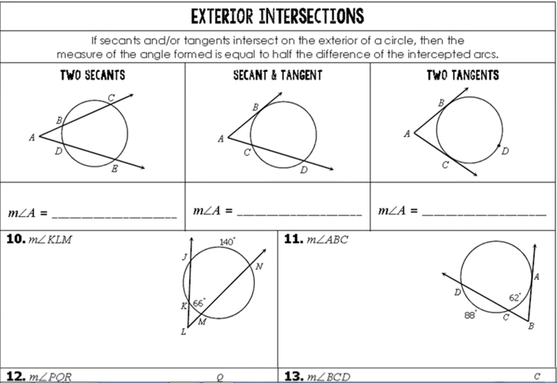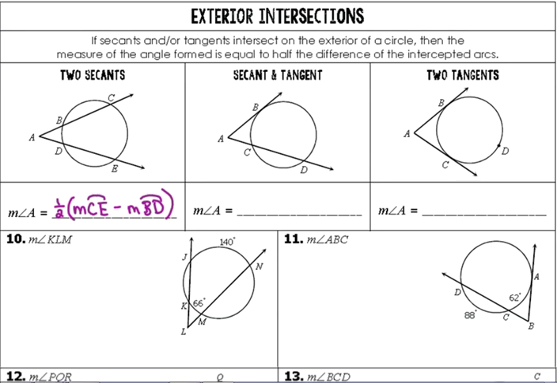If we have two secants, remember what a secant is. It goes through 2 points on the circle. So BC is a secant, DE is a secant. The measure of angle A is 1/2 of the measure of arc CE minus the measure of arc BD. It's the bigger arc minus the smaller arc. CE is the bigger arc, BD is the smaller, so you subtract them.